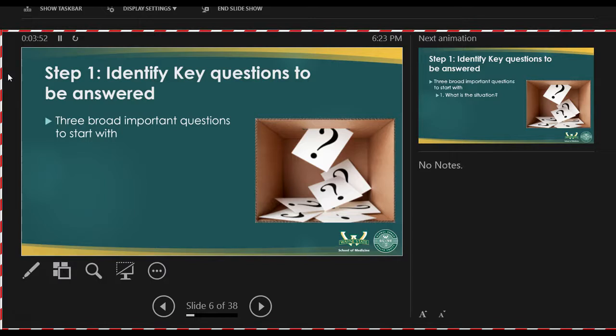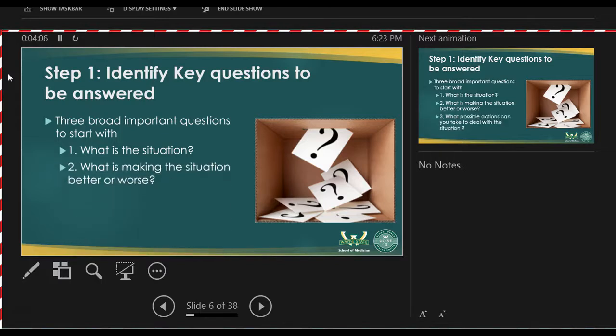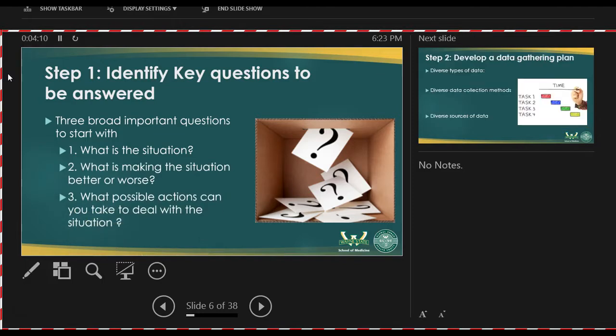Most of the material is from WHO, and a little bit of it is from the Canadian resources that I've used. But the first thing is, what is the situation? There are 3 questions I like to answer. What is the situation? What is making the situation better or worse? And what possible actions can you take to deal with the situation? Those are the questions you should think about whenever thinking about a project.